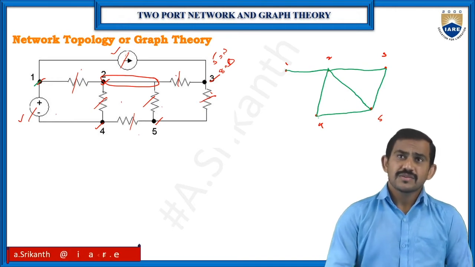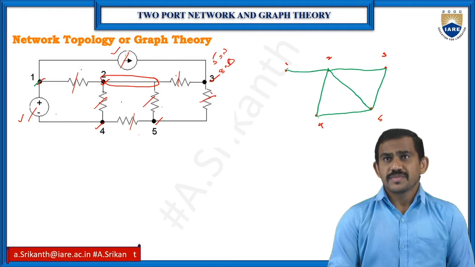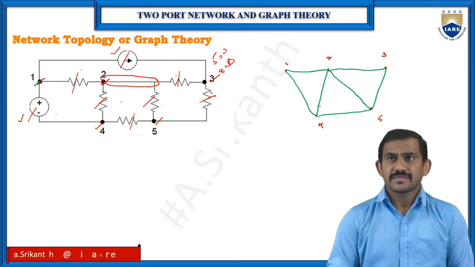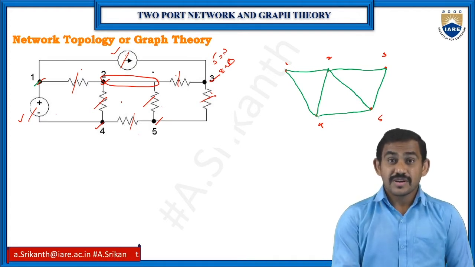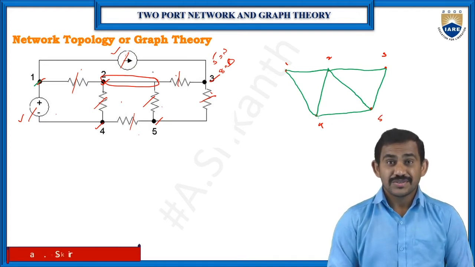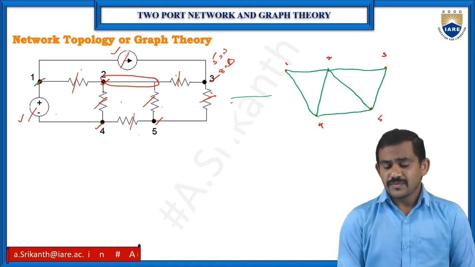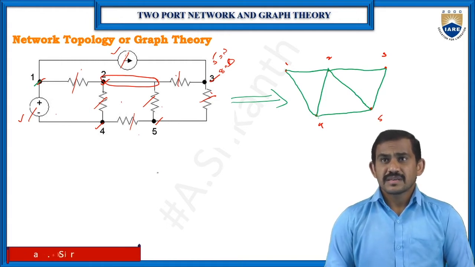Coming to sources. The voltage source between 1 and 4 is a short circuit, so between 1 and 4, I have the line. Now 1 and 3 have the current source. The current source is an open circuit, so no need to draw the line. So this is my graph from this circuit. Clear? Now give the directions and names.